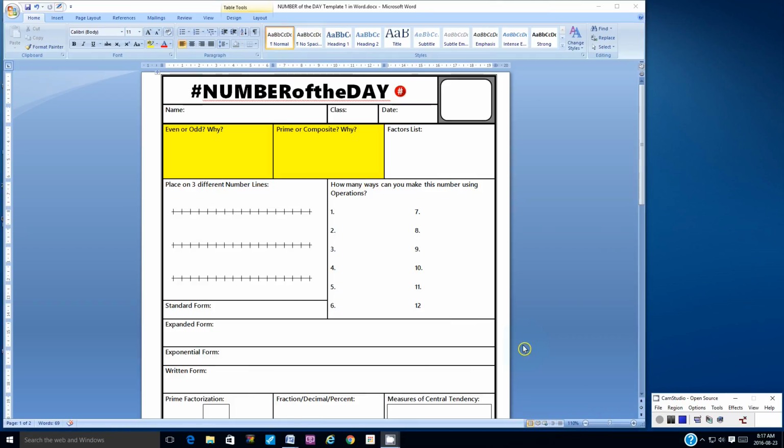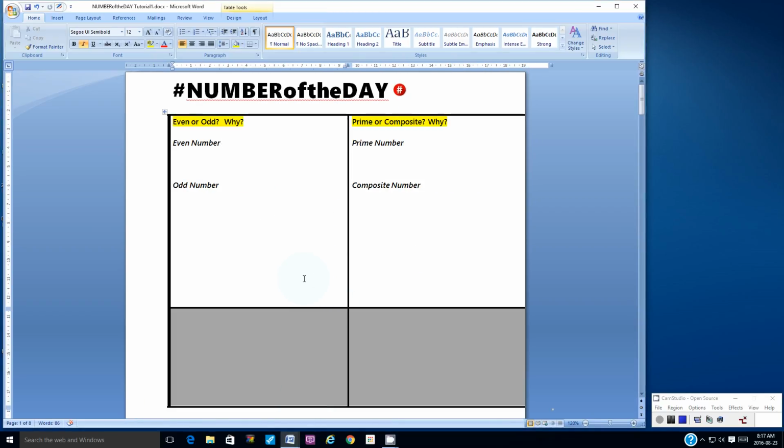In this video tutorial, we're going to focus on these first two sections. How much do you remember about these math concepts? Let's break them down. Let's look at the first concept, even or odd. I'm just going to review the definitions of these two concepts.